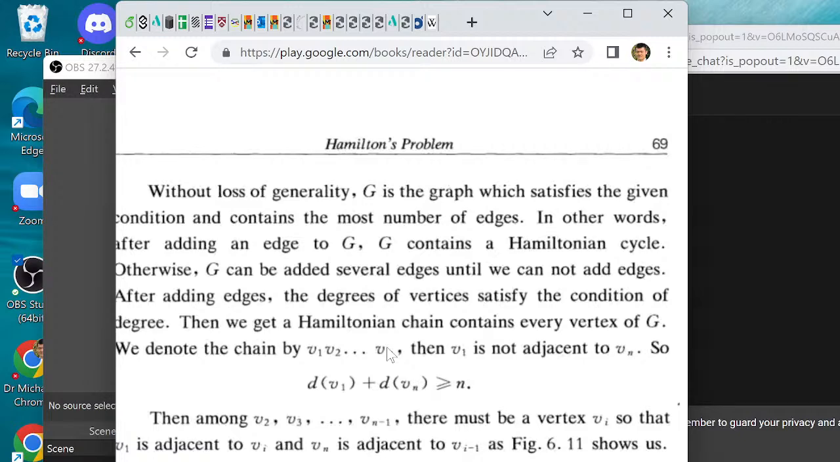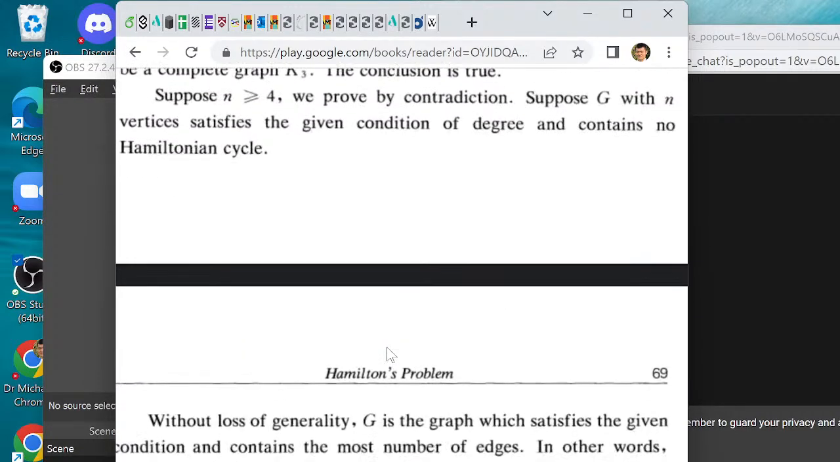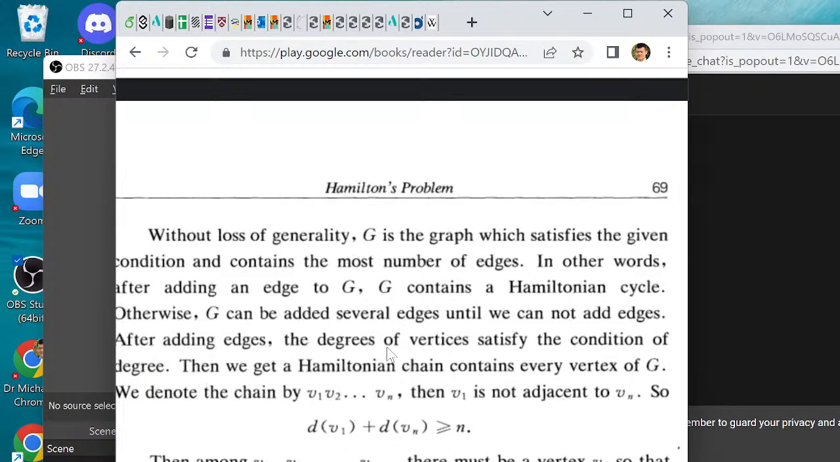That's so weird. Satisfying this condition. Okay, so the conditions. That's a weird thing to say because if you're just having the most number of edges that satisfies a given condition, then you can get graphs which satisfy the previous conditions, and then those have Hamiltonian cycles.